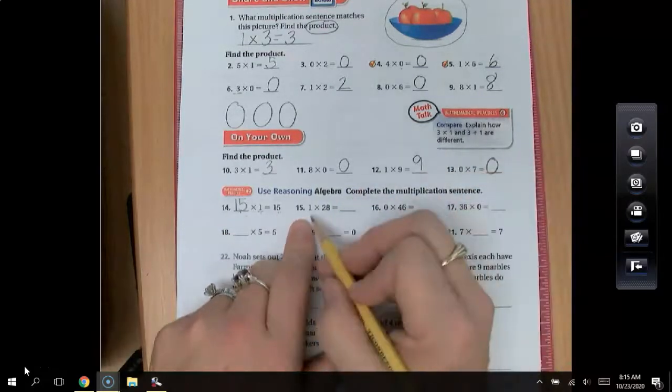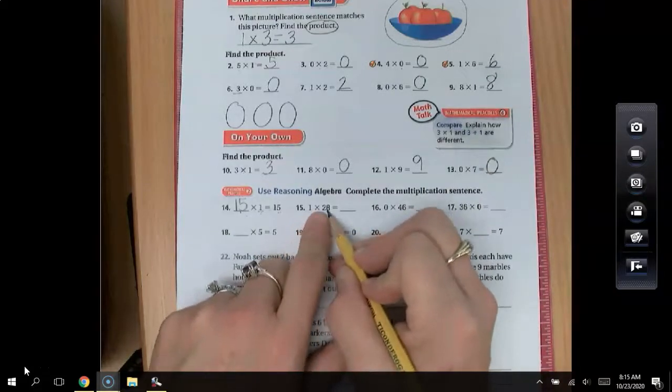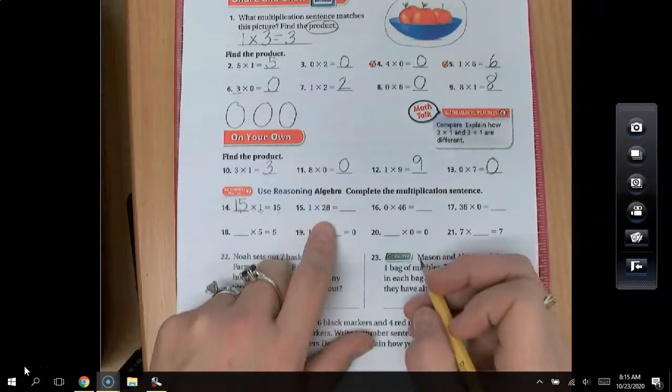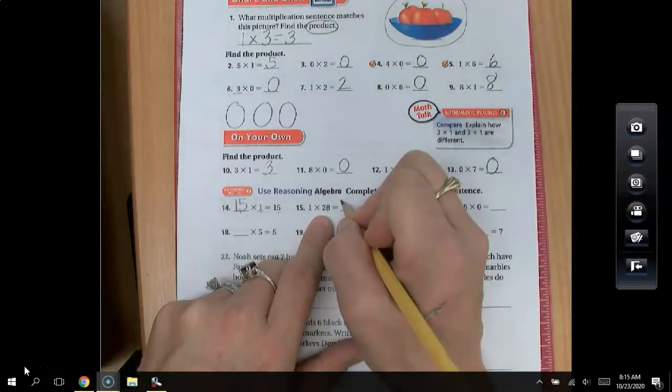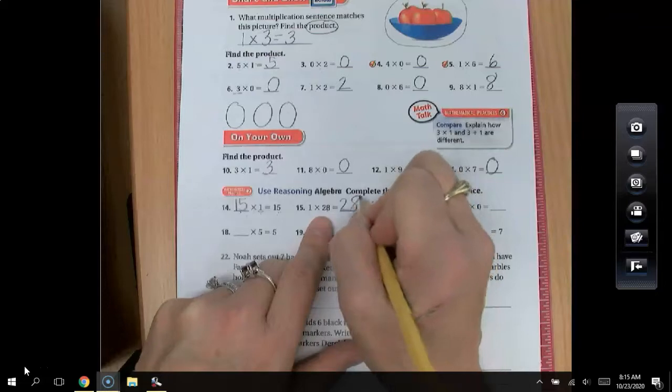Let's try 15. 1 times 28. What is 1 times 28? According to the identity property, any number times 1 is always that other number. So the answer is 28.